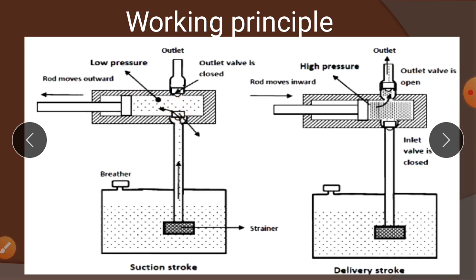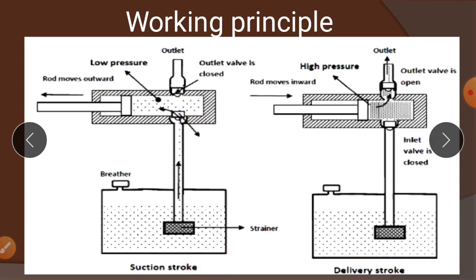Because of this partial vacuum, the atmospheric pressure pushes the liquid from the tank to the inlet portion where the partial vacuum is created. Because the valve is open, the liquid fills the piston cylinder cavity. Initially this liquid is at low pressure, when the piston moves to the left. So this is the first stage, called the suction stroke.